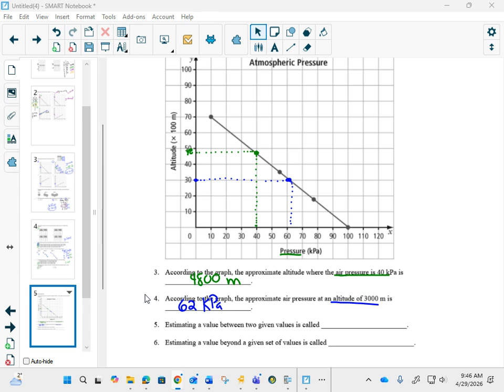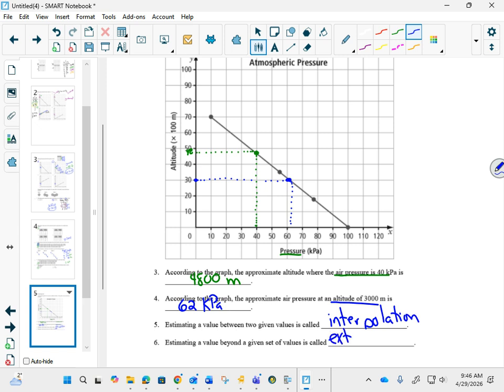Do we remember some definitions? If you estimate a value between two values, what was that called? You remember? Interpolation or proportion. That's close. One of them is inside and then this one is beyond. The inside one is interpolation. And outside is extrapolation.